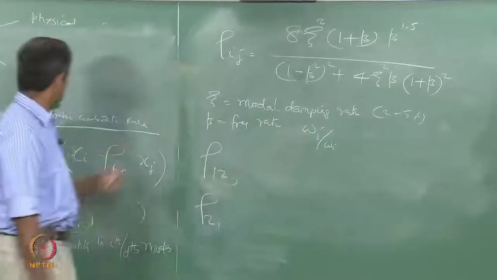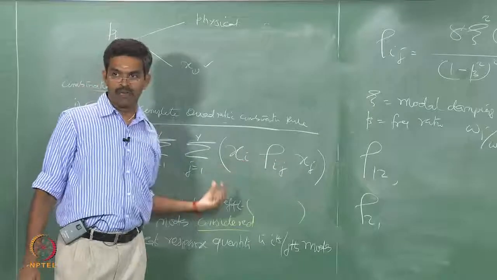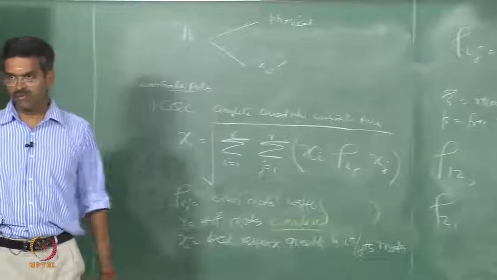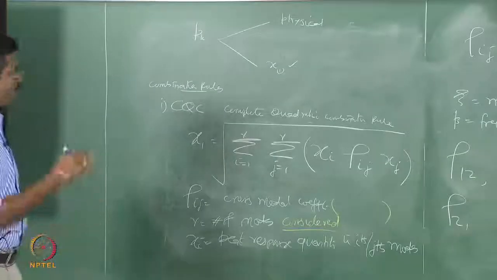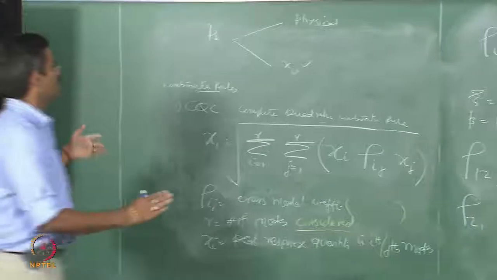So, once you get this number, you know the peak response value in each mode separately. Use this relationship to get the overall CQC response. You have other rules also, such as the sum of root of squares, the SRSS rule, and so on. There are many rules available.